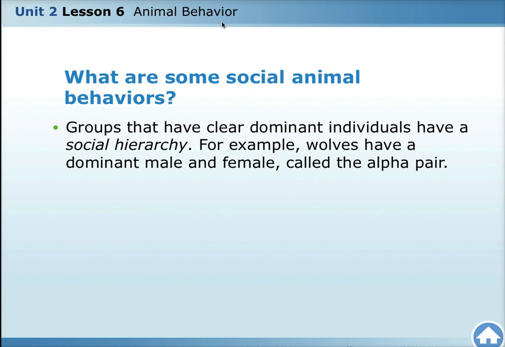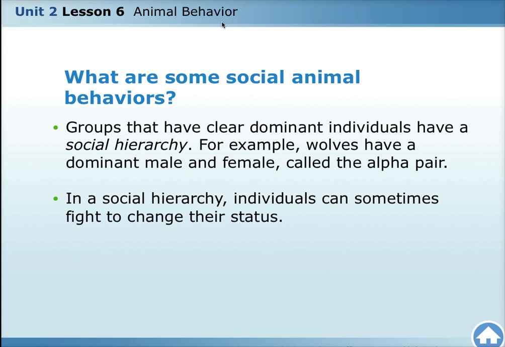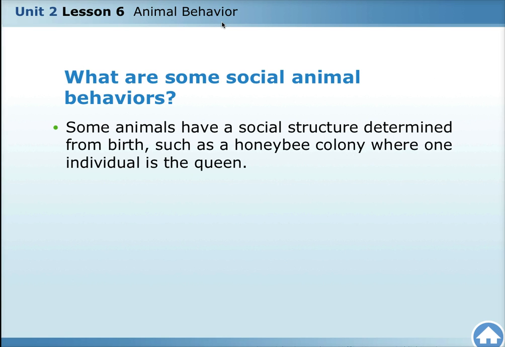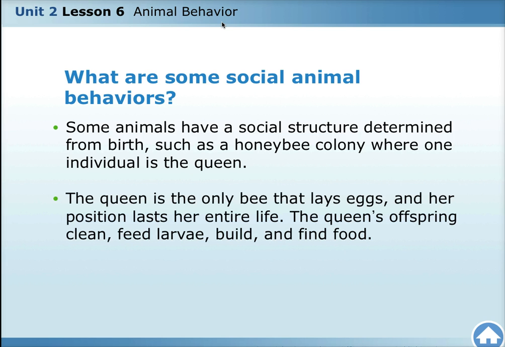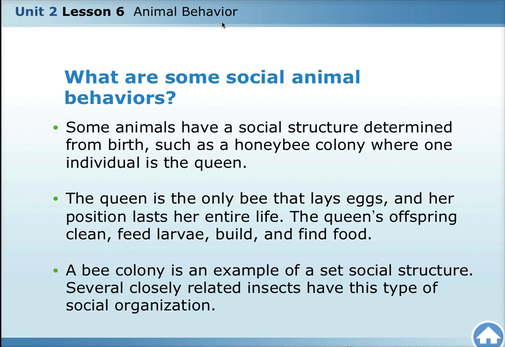Groups that have clear, dominant individuals have a social hierarchy. For example, wolves have a dominant male and female called the alpha pair. In a social hierarchy, individuals can sometimes fight to change their status. Some animals have a social structure determined from birth, such as a honeybee colony where one individual is the queen. The queen is the only bee that lays eggs, and her position lasts her entire life. The queen's offspring clean, feed larvae, build, and find food. A bee colony is an example of a set social structure. Several closely related insects have this type of social organization.